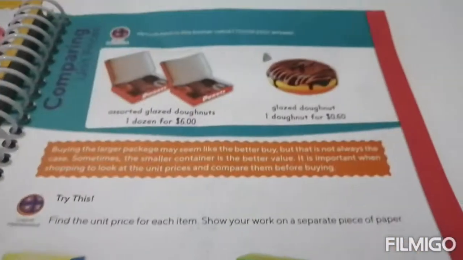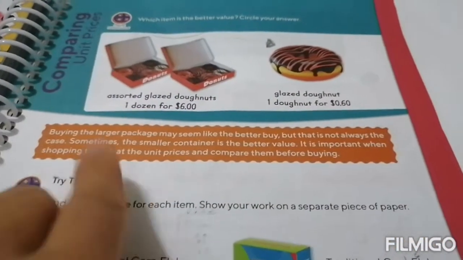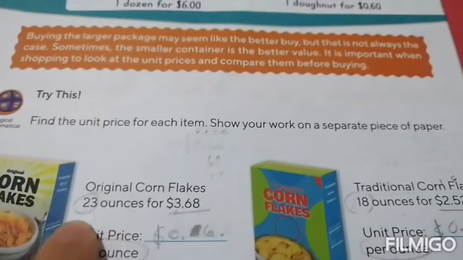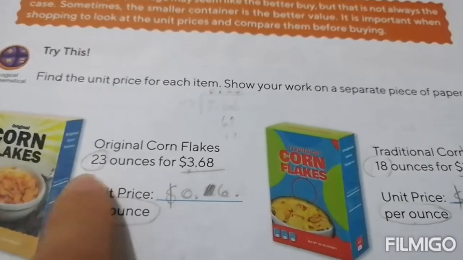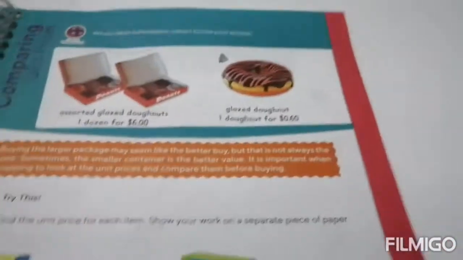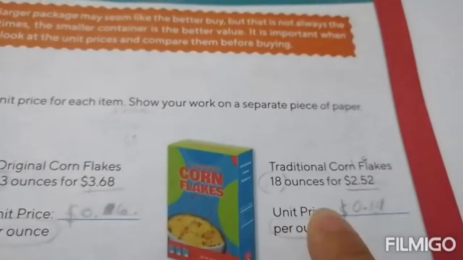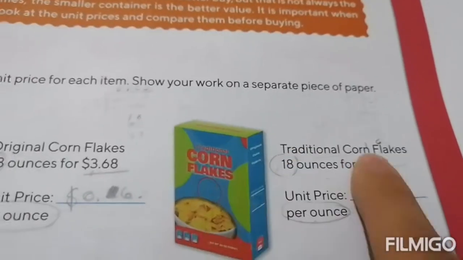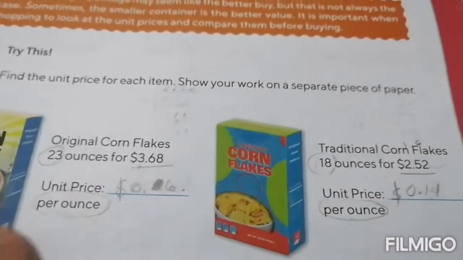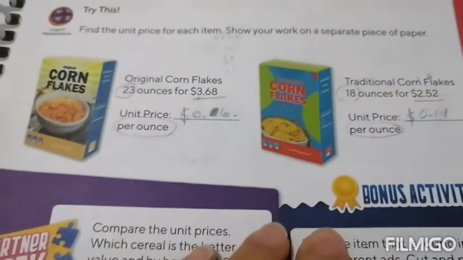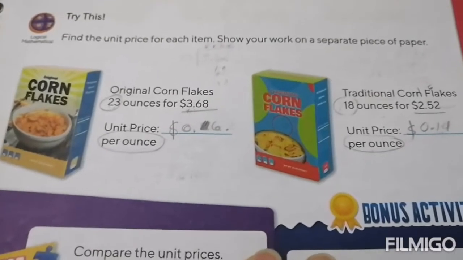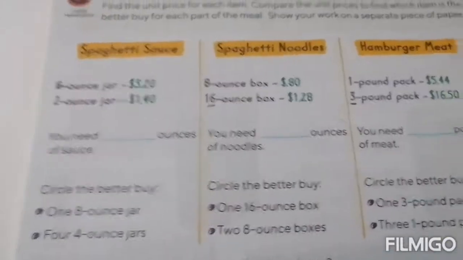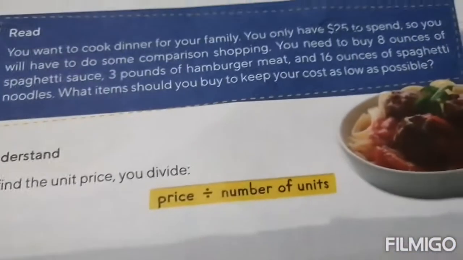So we are going to do the same that we did on the exercise above. Divide the price by the quantity and the result is going to be written on the line. Here too, divide the price by the quantity and the result is going to be written in here. At the end, you are going to compare which of the two boxes is the better choice. Then when you turn the page, you are going to see a little problem.